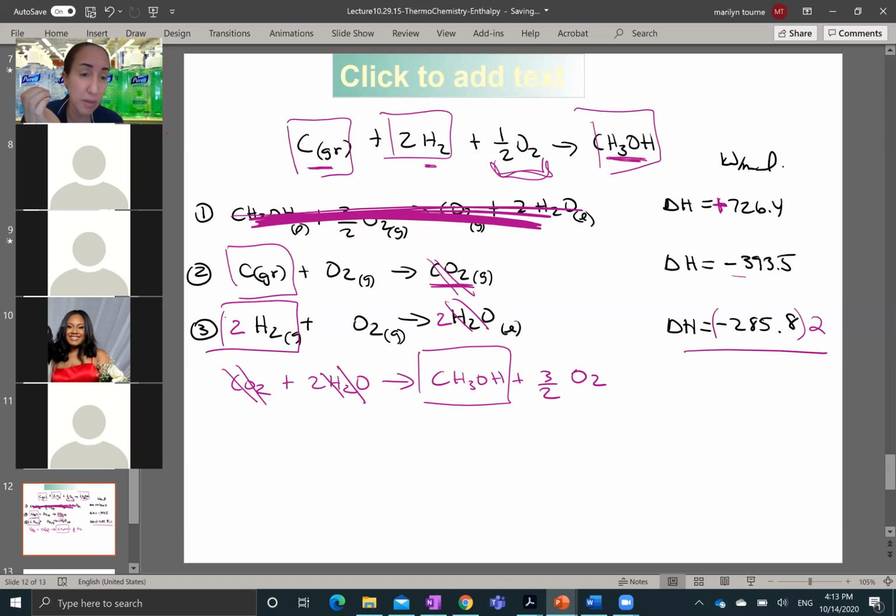How much is 3 divided by 2? What is 3 divided by 2? 1.5, yeah? Because I don't like fractions, 1.5. So that means that we have 1.5 moles of O2 on the right. How much do we have total of O2 on the left? Two moles. 1 mole here, 1 mole here. So we have 2 moles. So what's 2 minus 1.5?